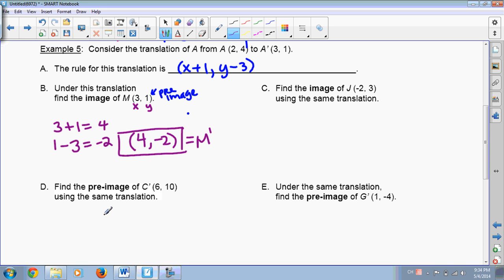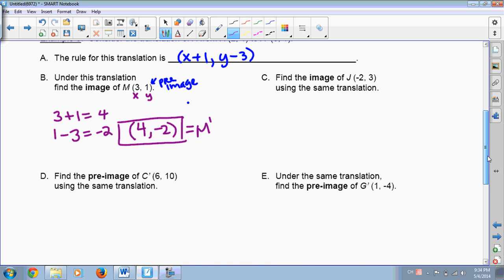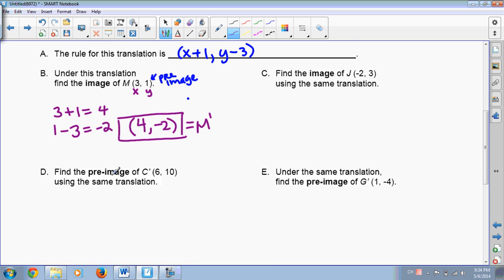Okay, we're going to look down at letter D here, which says find the pre-image of C prime, which is 6, 10. So now we need to find just C. We need to go backwards and find where it started out, finding the pre-image. So instead of plugging 6 in for x and 10 in for y, we have to set them equal to 6 and 10. So x plus 1 is our translation rule for the x's, and we know that it's going to end up at 6. So we're going to solve for x, subtract 1 from both sides. So x is 6 minus 1 is 5.